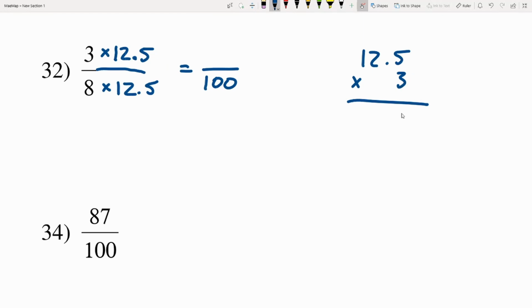5 times 3 is 15, carry the 1, 2 times 3 is 6, plus 1 is 7, and then 1 times 3 is 3. Now note, I multiplied a decimal by a whole number, so I have one decimal place. So if I get 375, I need to make sure I account for that decimal place. So 37.5. So this will be 37.5 over 100, or 37.5%.